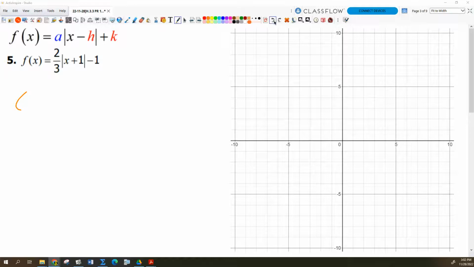Okay, good. So what is it again? Negative 1, -1, right? Remember, it's got to be the opposite of that. So -1, -1. So we're gonna locate our vertex there. Okay, what's the value of A?